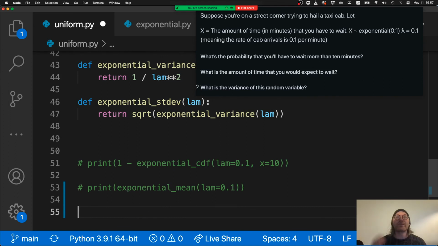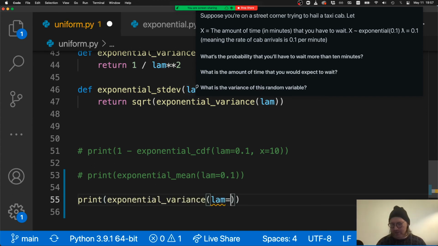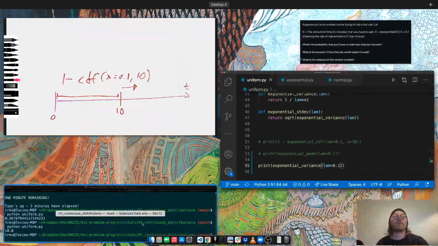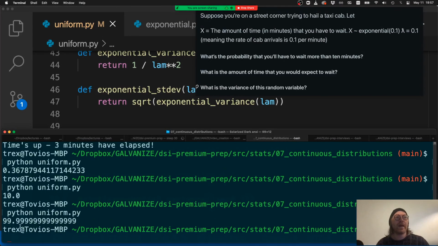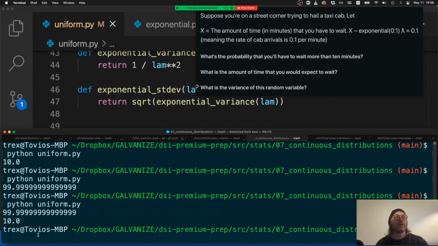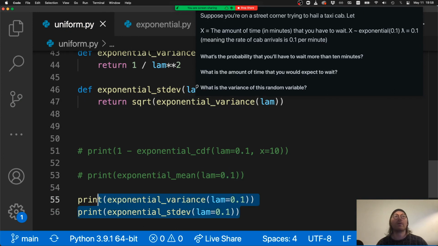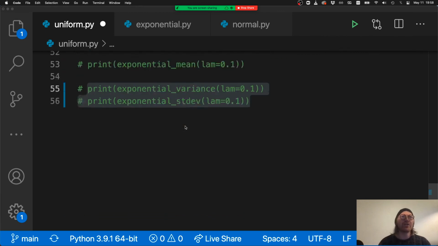What is the variance of this random variable? We can just call out to this exponential variance function, which I'll snag. We just plug in our lambda. And our variance is 99 minutes squared. Well, that's not the most interpretable value, so maybe we just want to instead use the standard deviation and see what that gets us. Okay, about 10 minutes, or the square root of 100. So that's just some light application of the exponential distribution.